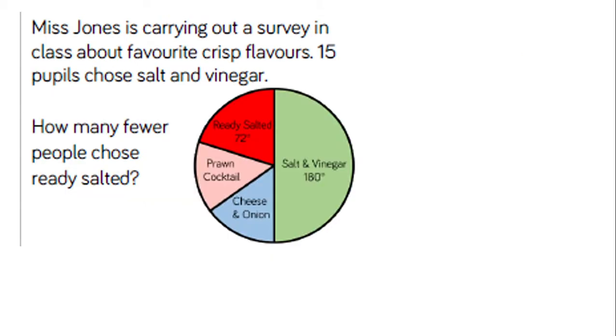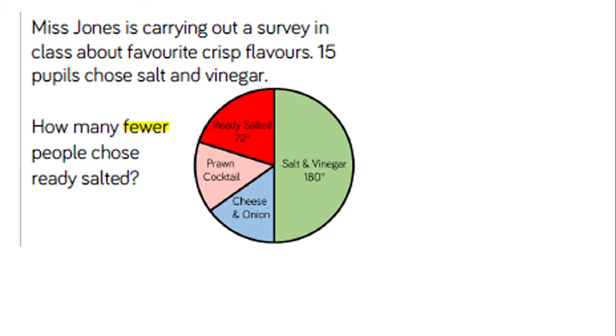Okay, last question. And I'm pleased to say I haven't messed this one up. Okay, Miss Jones is carrying out a survey in class about favourite crisp flavours. 15 pupils chose salt and vinegar. How many fewer people chose ready salted? Okay, really reading that question carefully. We'll have a real think about this one and see if you can work out the answer. Okay, pause the video now, please.